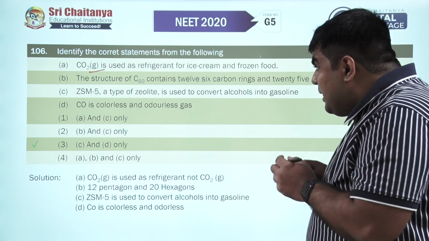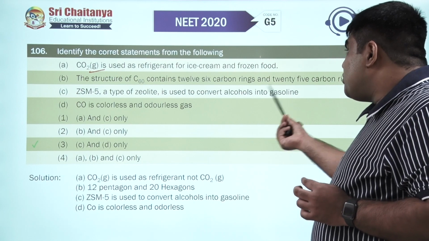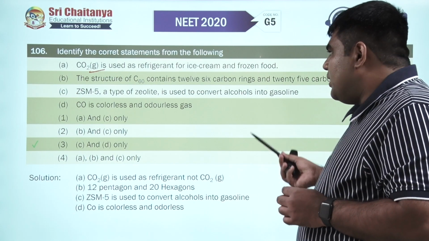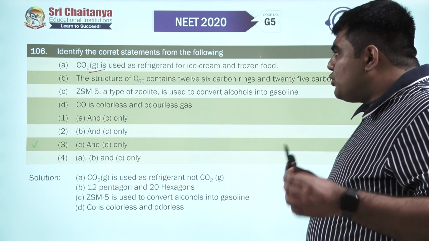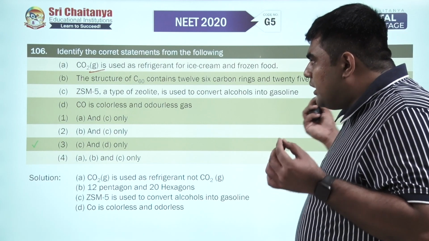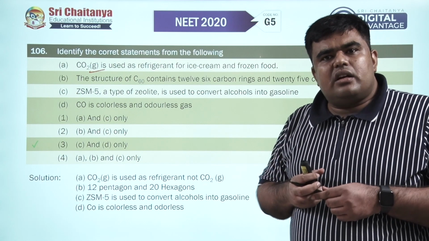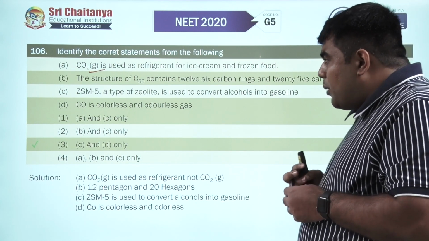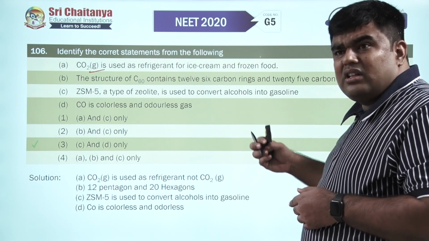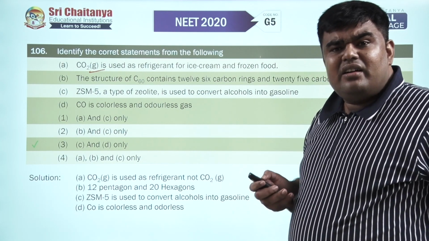Now moving to C, ZSM, a type of zeolite, is used to convert alcohol into gasoline. This is correct. We know that ZSM5 can be used to convert alcohol into fuel. Now the D option, CO is colorless and odorless gas. Yes, CO is colorless and odorless gas. So out of these 4 options, only 2 options are correct, that is C and D. So the third option is correct for 106, that is C and D.